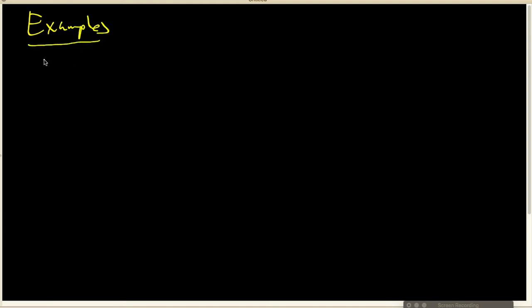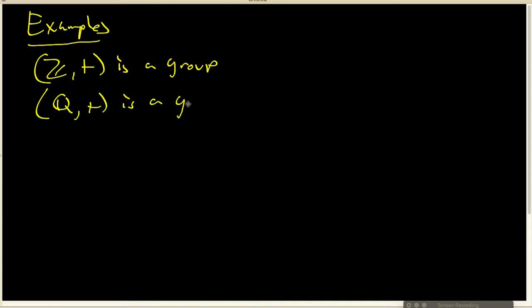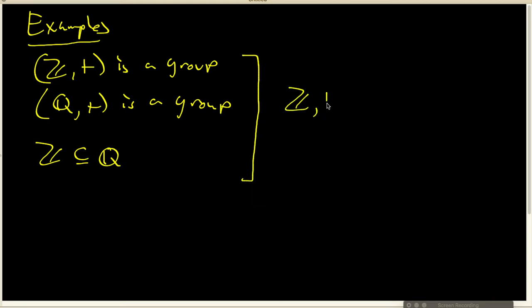Well, we know that Z under plus is a group. We know that Q under plus is a group. And we know that the set of integers is a subgroup of the set of rational numbers. And all of this says that Z under its addition is a subgroup of Q under its addition.